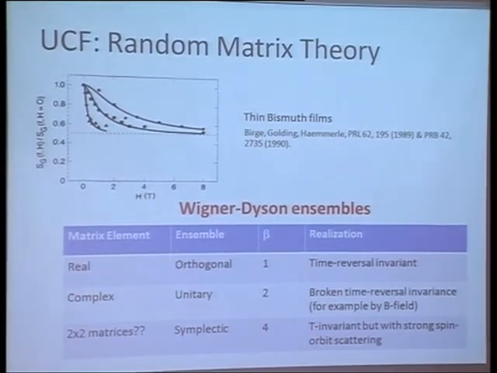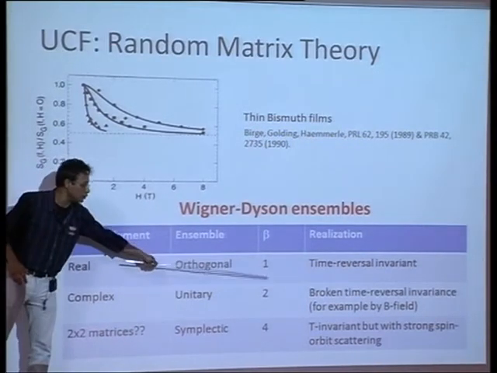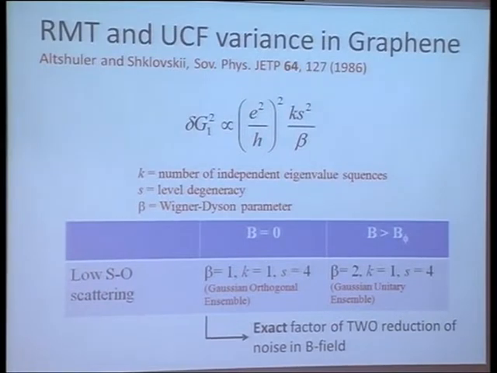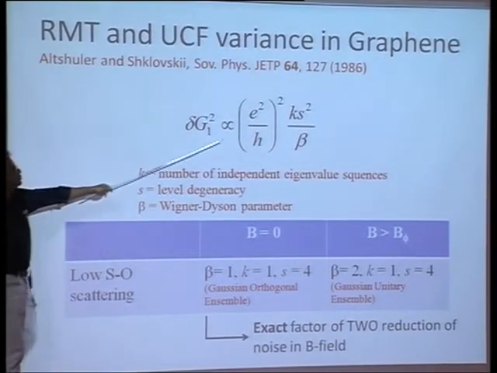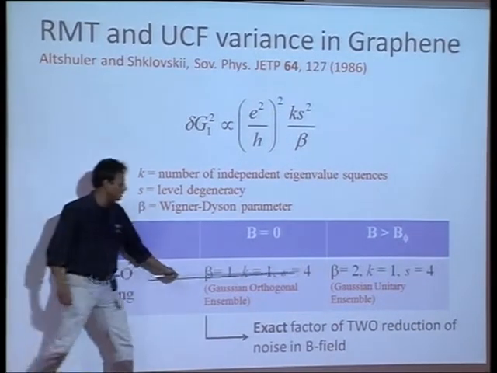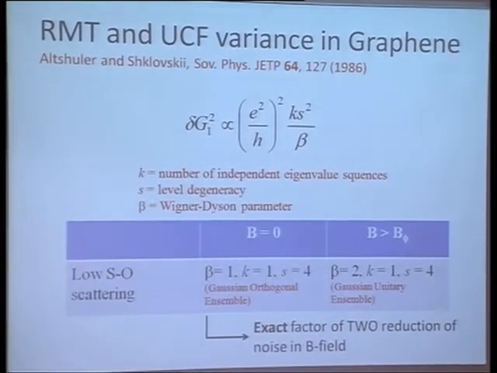When time reversal symmetry is there at zero magnetic field, your system is either in the symplectic or the orthogonal class. Then if you apply a magnetic field, it goes to the unitary class, where the Wigner-Dyson parameter goes from 1 to 2, and that reduces the noise exactly by a factor of 2. Because in UCF, the noise magnitude is inversely proportional to the Wigner-Dyson parameter, which goes from 1 to 2 when you apply a magnetic field. So that shows the noise we get is from UCF.